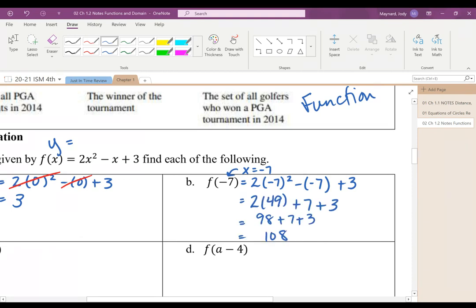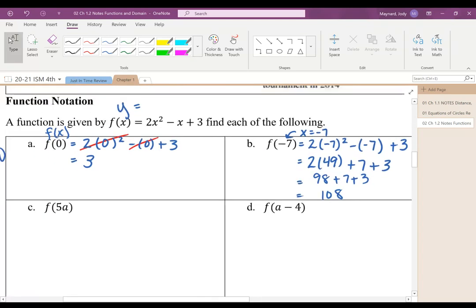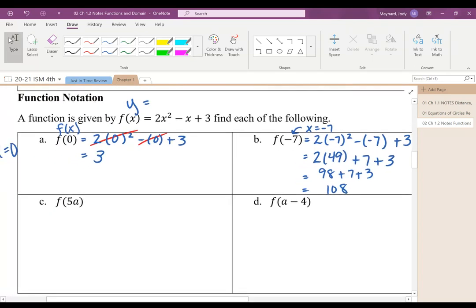All right, you should have gotten 108, and if you didn't, then you need to go back and look at my work up here and ask me questions later if you need to. So now these last two are just a little bit harder. Instead of putting in a number and getting a number out, you're going to put in an expression and then you're going to reduce it.